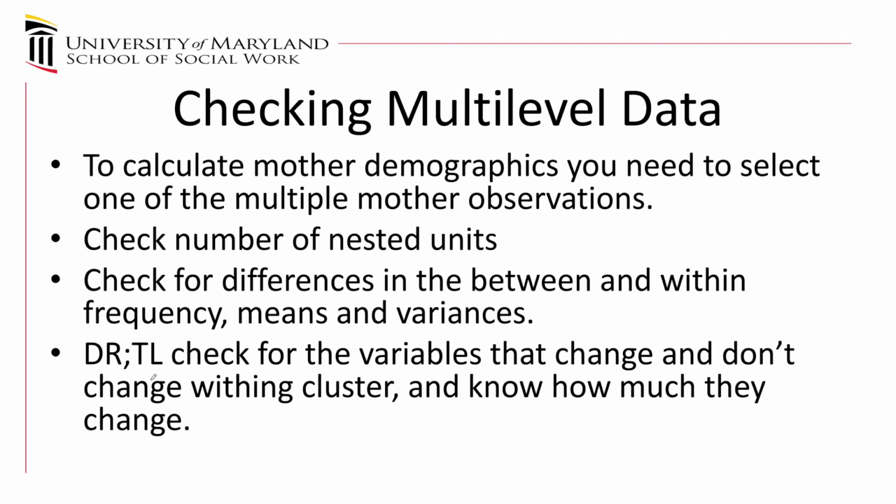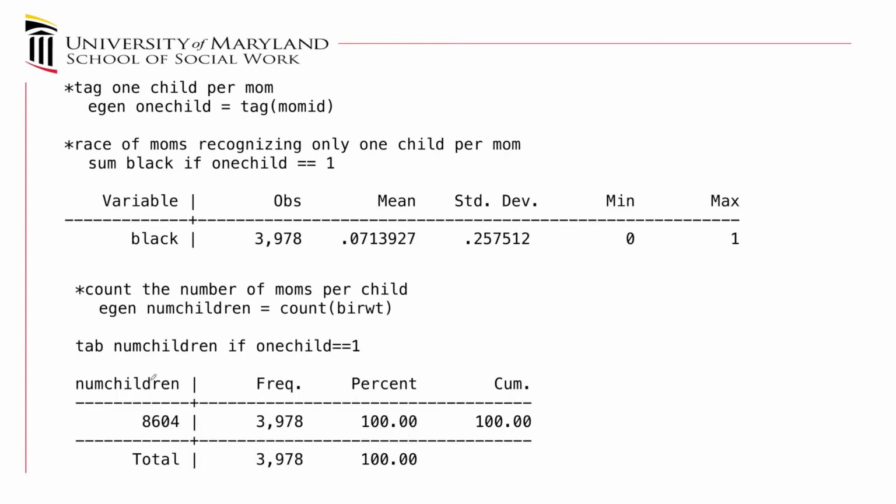On the other hand, you want to be clear about where the weaknesses in your data are. We want to check for differences in the between and within frequencies, means, and variances. We want a sense of what kind of variability we have in our data, and that will tell us something about how much we can play with, and we'll talk about that toward the end of class today. And in case you didn't want to pay attention to this whole slide, you need to check the variables that change, check the variables that don't change within cluster, and know how much they change. That's the take-home message from the univariate statistics. As you begin to play with your data, I look forward to seeing how that works for you.